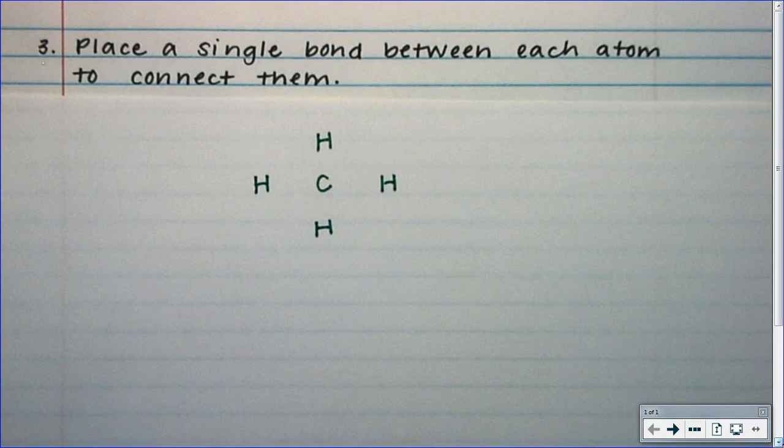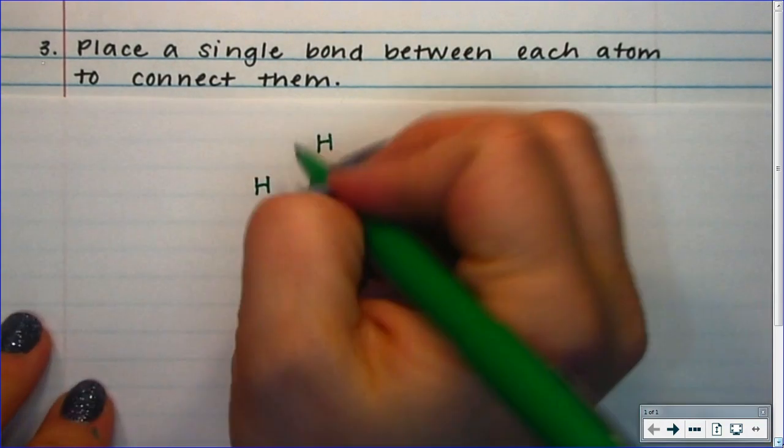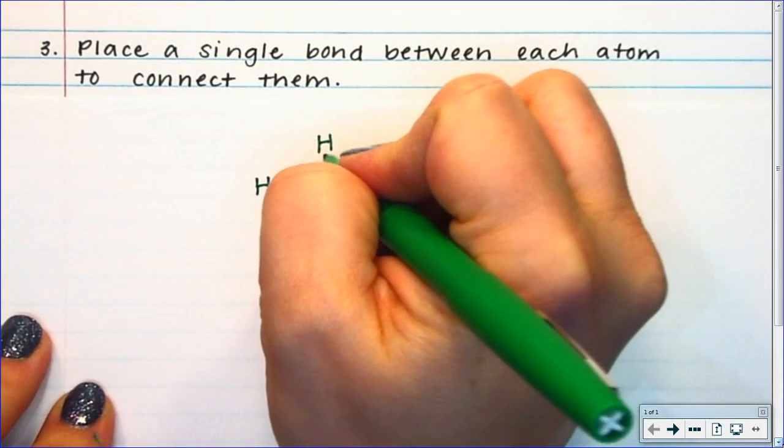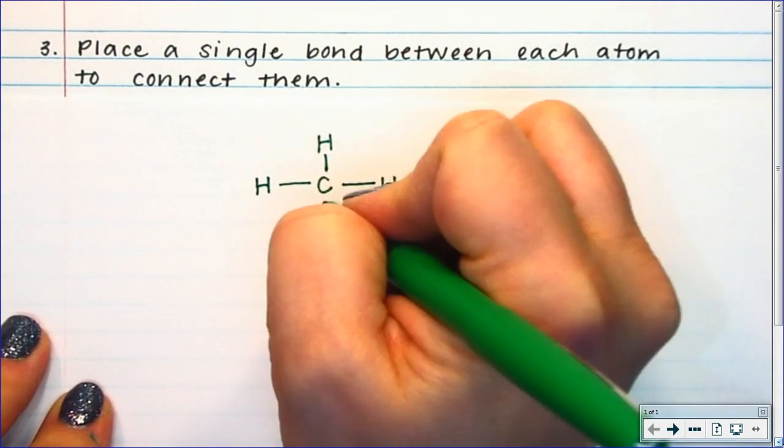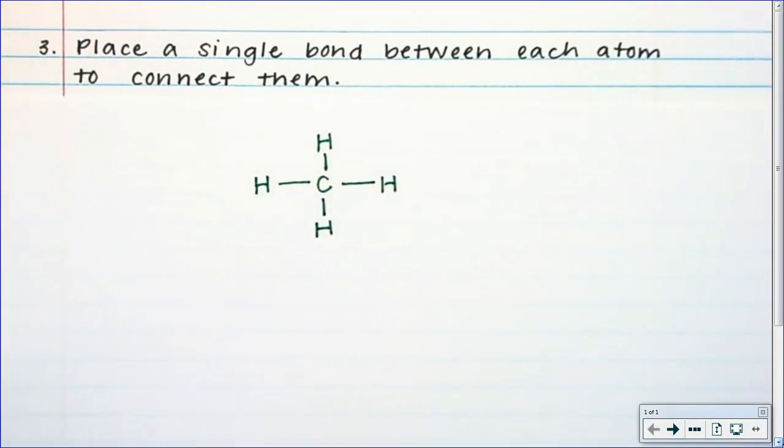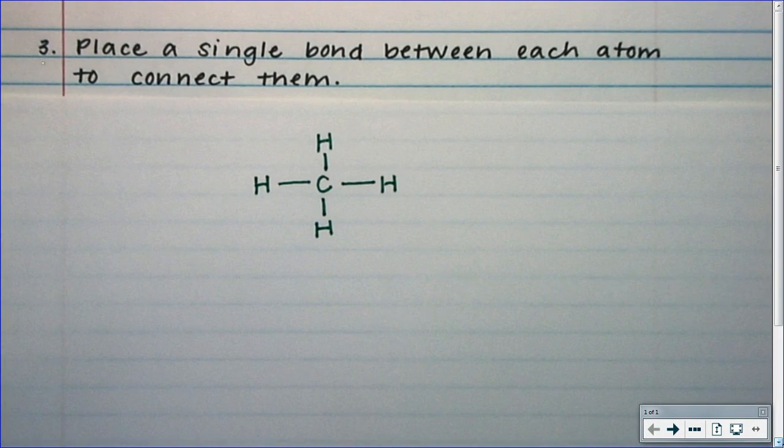For step number 3, we have to place a single bond between each atom to connect them all together. We're also going to start some very simple math at the same time. Here you can see there's a single bond connecting every H to the center carbon.